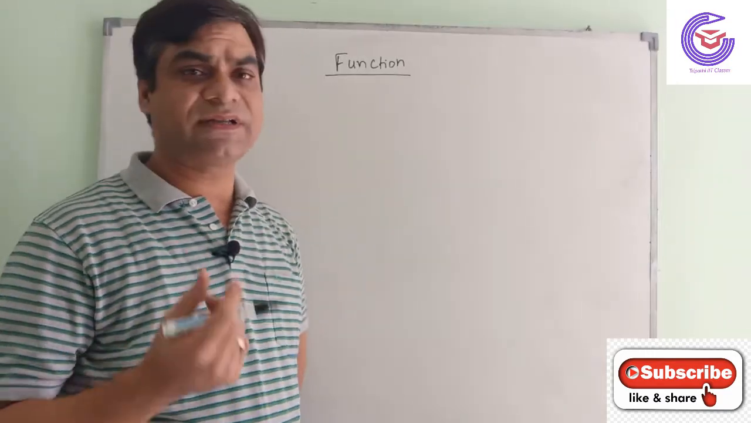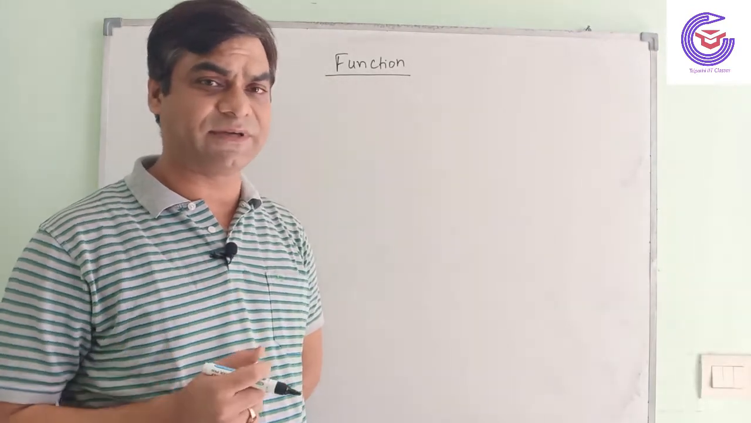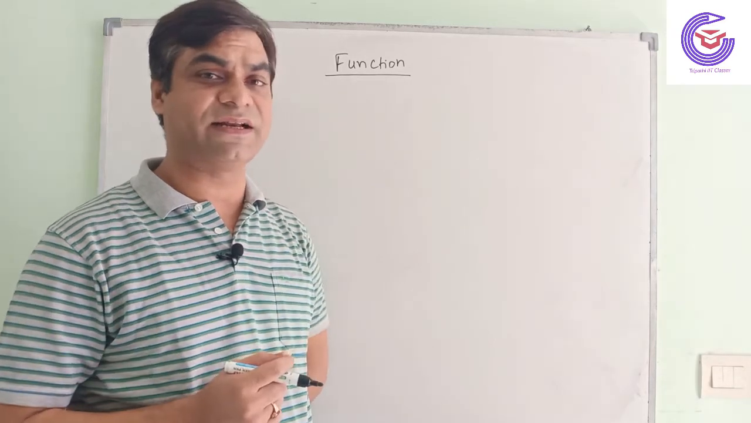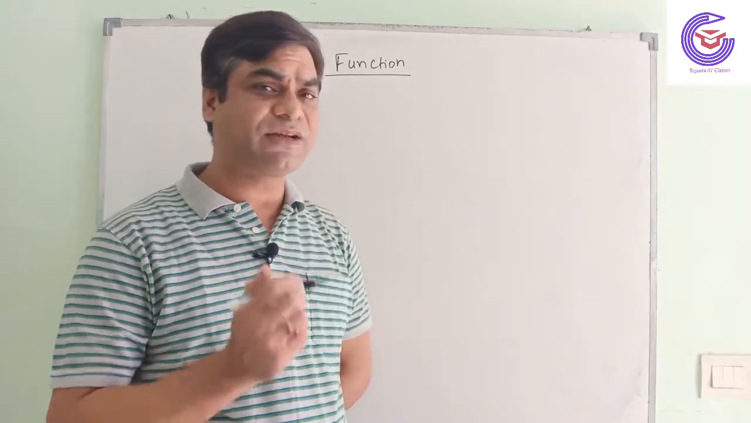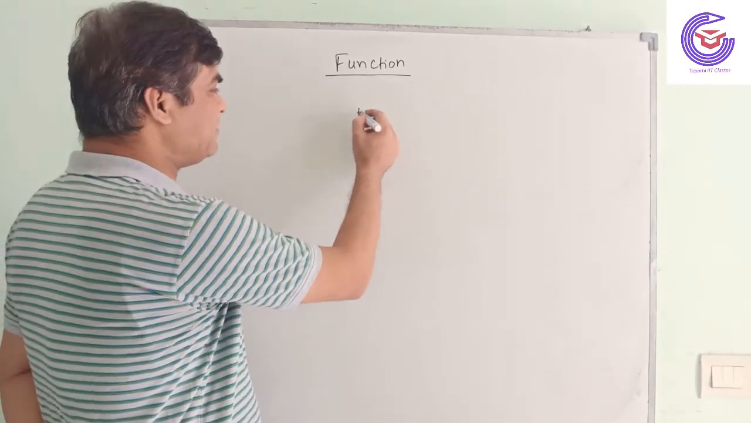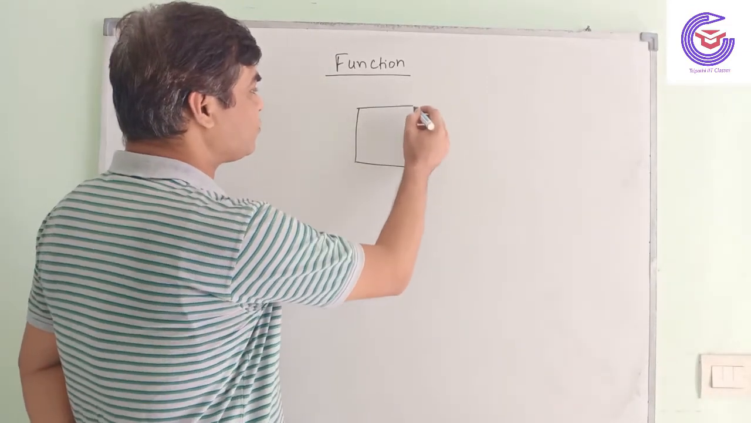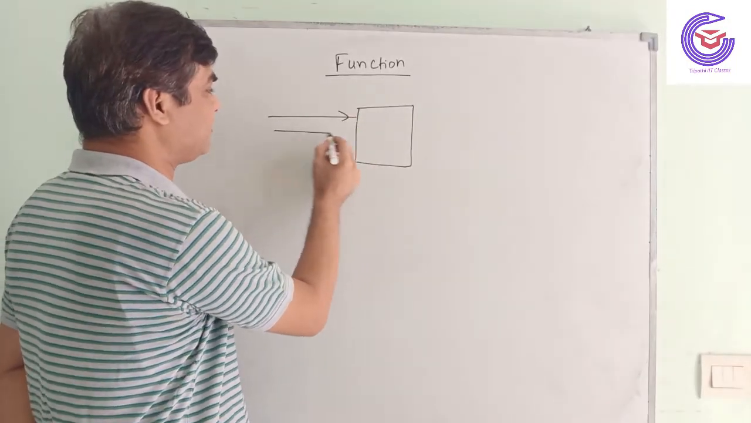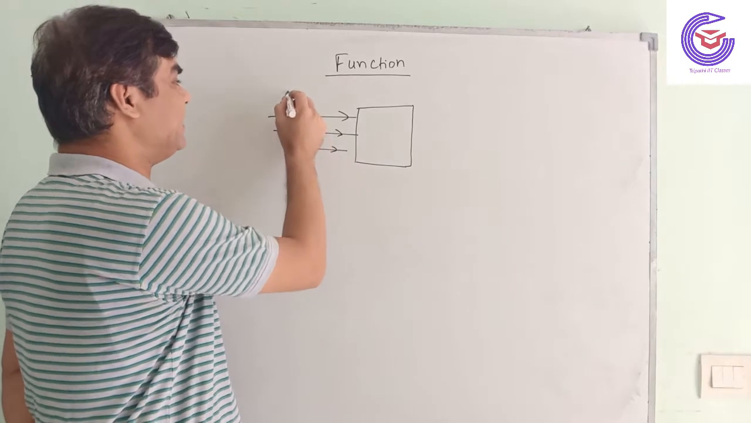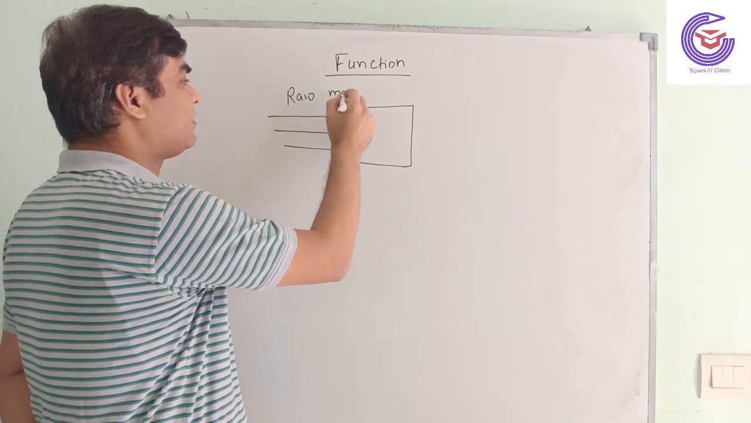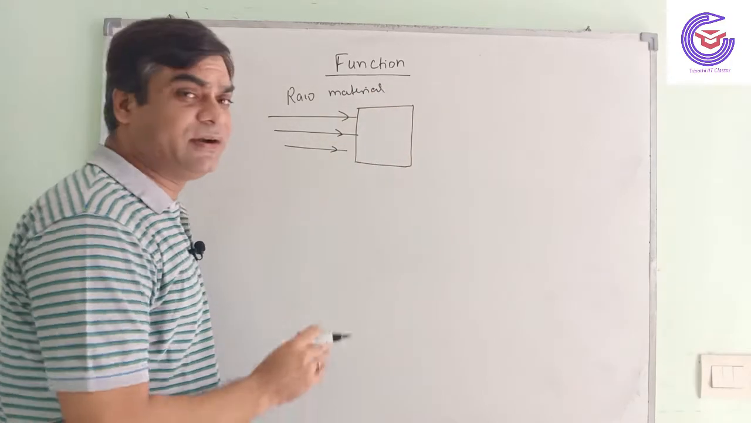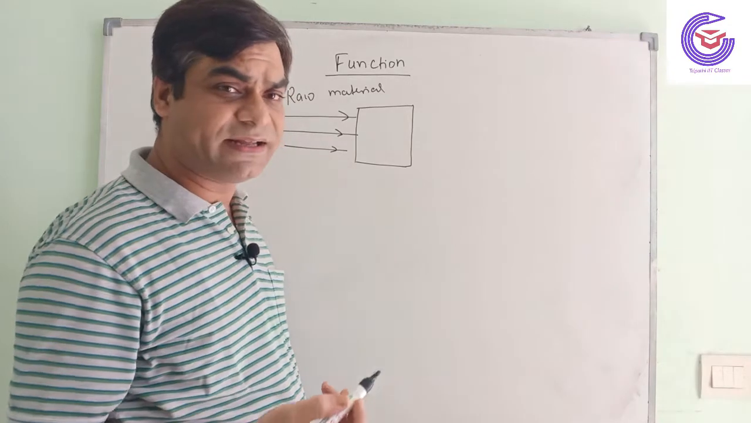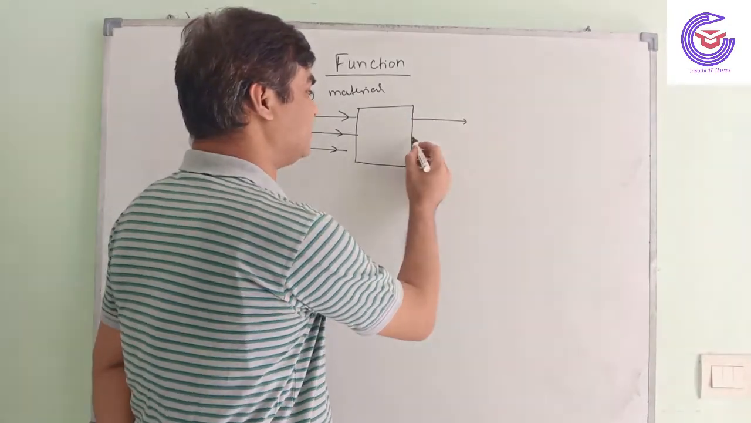For function, let me take one very simple real life example so that you can correlate how a mathematical function is related to a real life function. So let's take one machine. Let's take any machine. What happens in a machine? You take some input, that is basically called a raw material. And what does this machine do? It processes this raw material and then creates outputs.